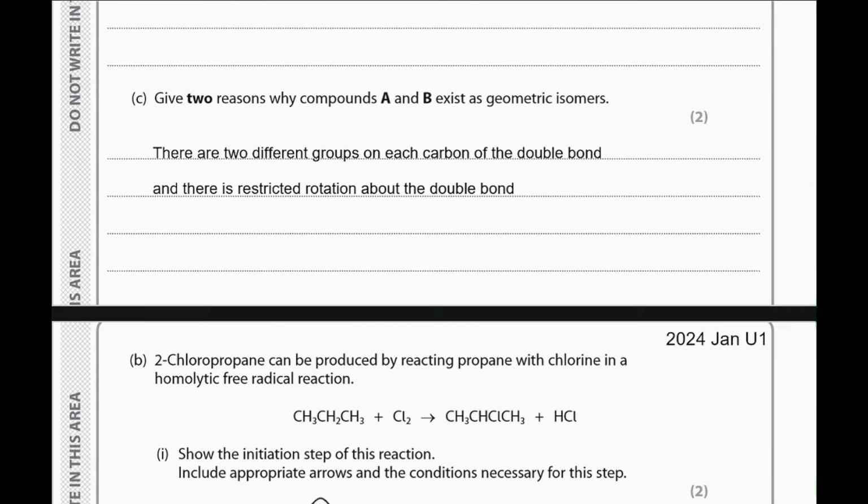Okay, let's move on. Give 2 reasons why compound A and compound B exist as geometric isomers. Now, geometric isomerism is only possible due to the presence of a carbon to carbon double bond, because there is restricted rotation around the double bond. Compared to a carbon to carbon single bond, whatever atoms are connected around this carbon cannot simply change their position through rotation.